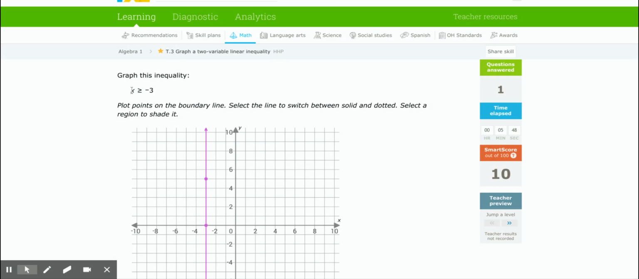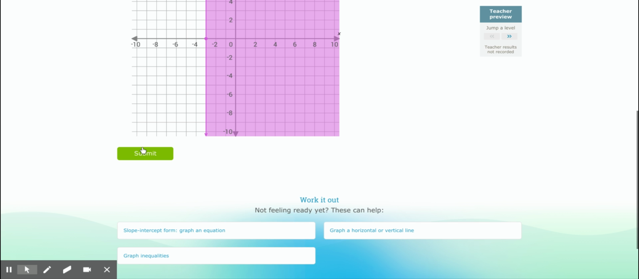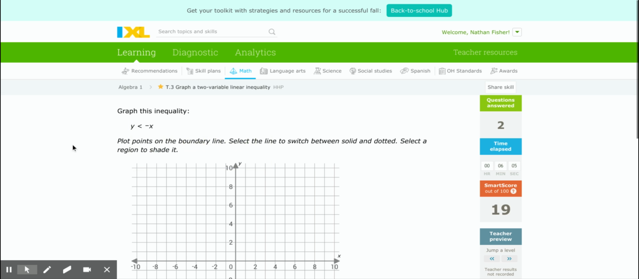Now I want numbers greater than or equal to -3. Typically, I would think of that as above my line. Because this is vertical, there's no above the line, it's left or right. So greater than is going to be on the right. Those are bigger x values. So I'm going to click on the right side of that line and hit submit. Okay.